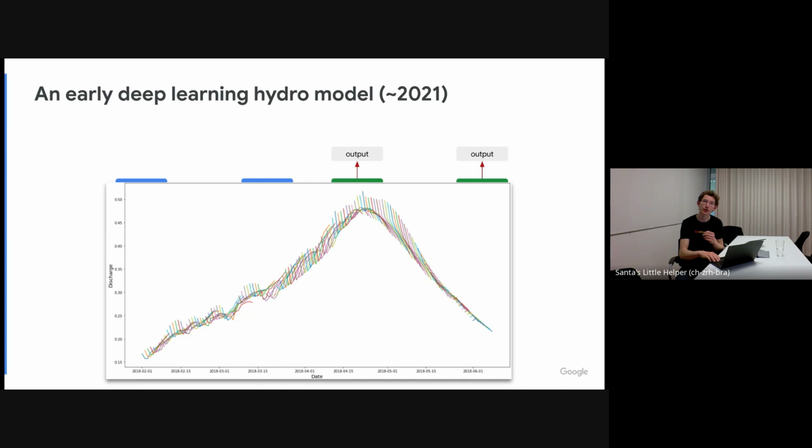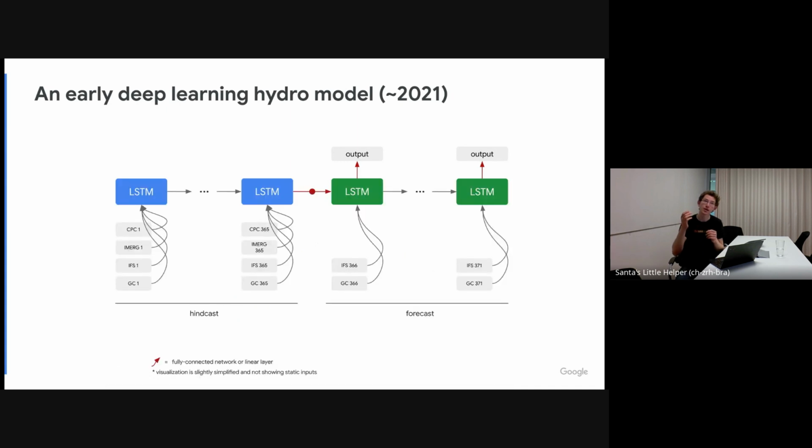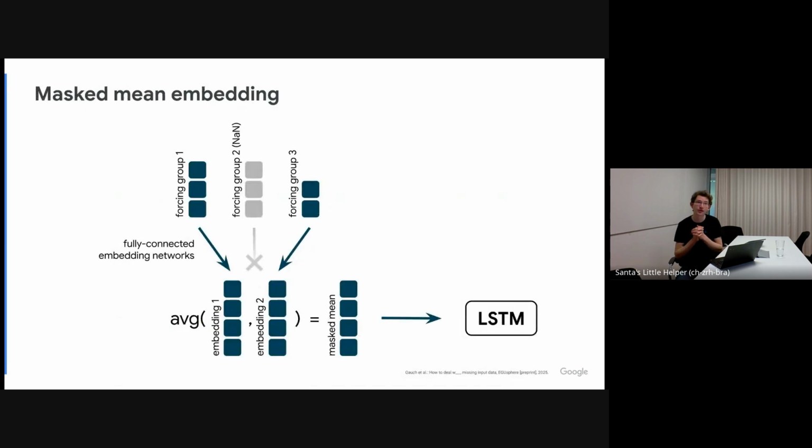And so we had to figure out a way of building a model that is able to be rolled out over the entire time series without this break between hindcast and forecast. There's always going to be some break because we just have a reduced amount of information in the forecast section, but at least we would like to be able to run one LSTM into the future. And the way that we ended up doing this is what we call the masked mean embedding.